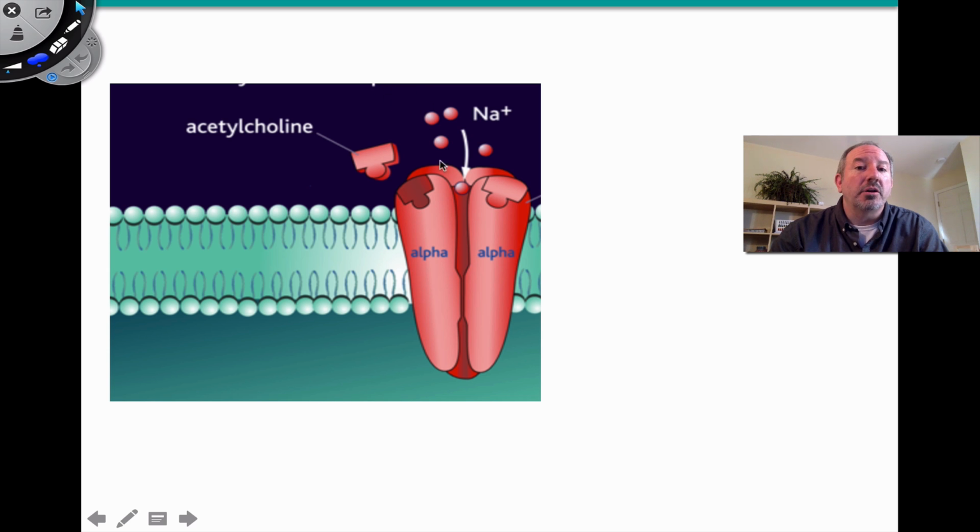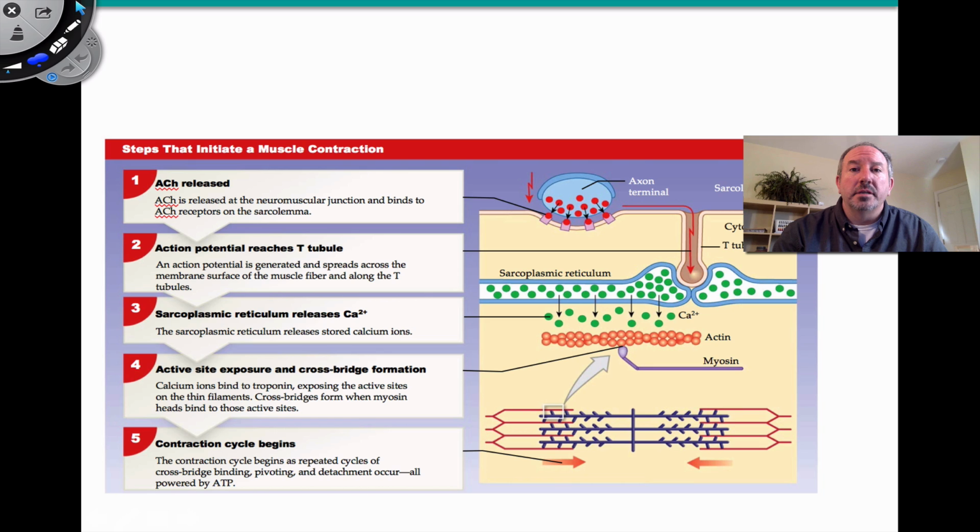Check this out. When sodium comes into the muscle cell, this is the muscle cell down below. When sodium comes in, because it's positively charged, it's going to make the muscle cell become more and more positively charged. And that's going to cause the muscle cell to be able to contract ultimately. Because why is that? Because this is sort of a diagram showing each of the steps involved.